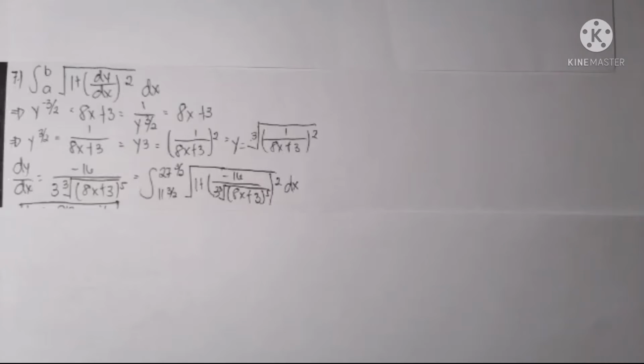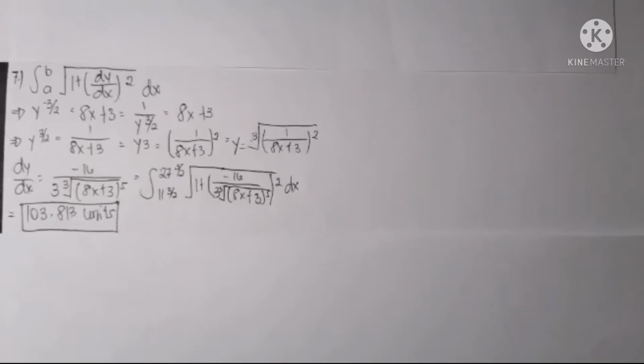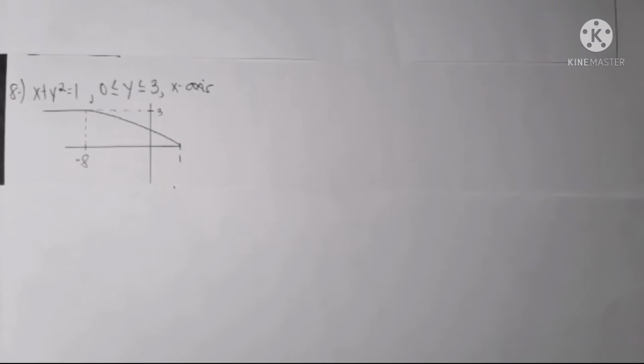This is now equal to the integral of the square root of 1 plus negative 16 all over 3 times the cube root of 8x plus 3 raised to 5 squared dx, evaluated from 1 to 3/2, giving 27 and 3 raised to 3/2. So the final answer is 103.813 units. Item number 8.